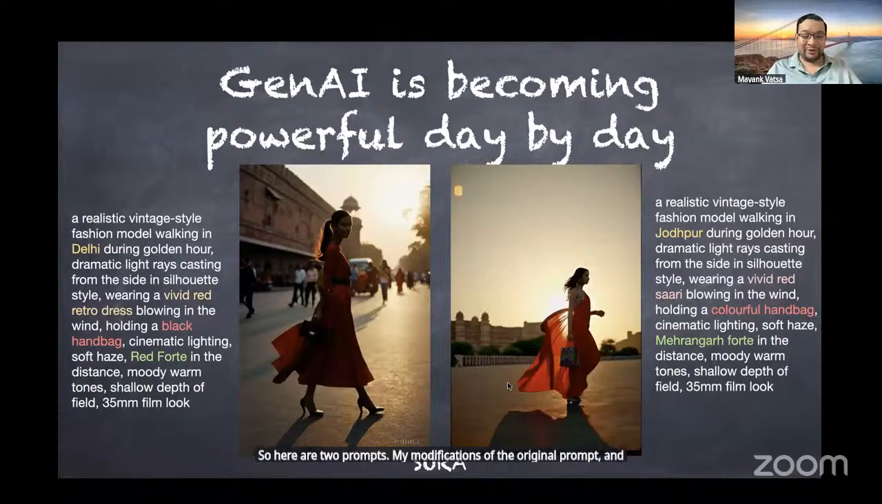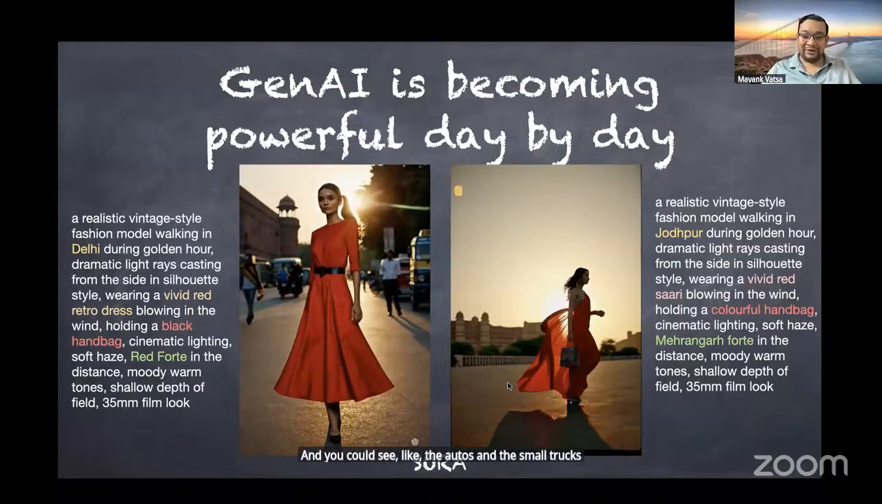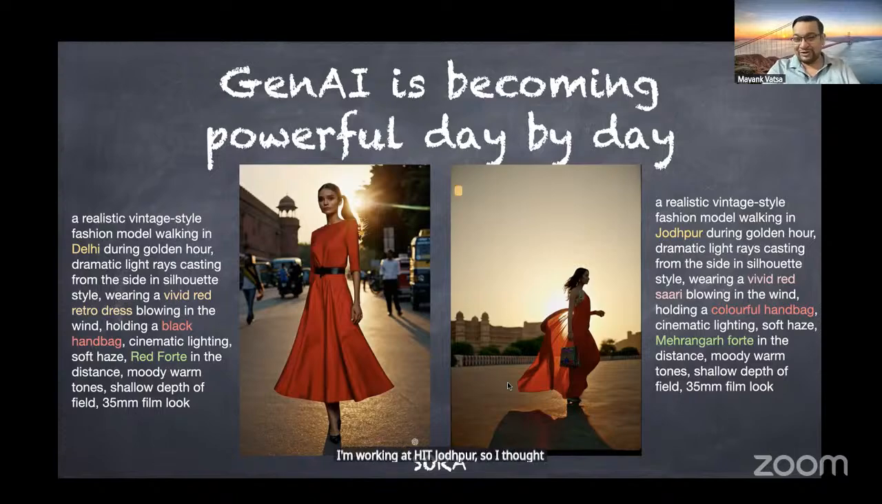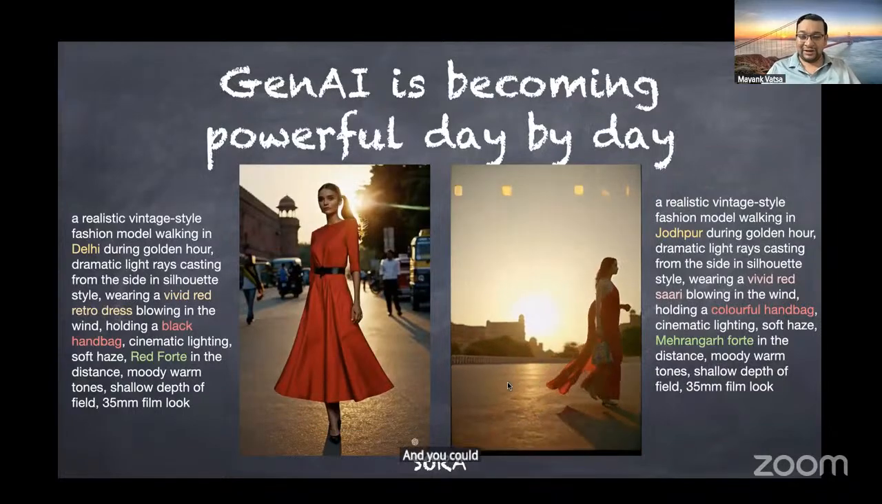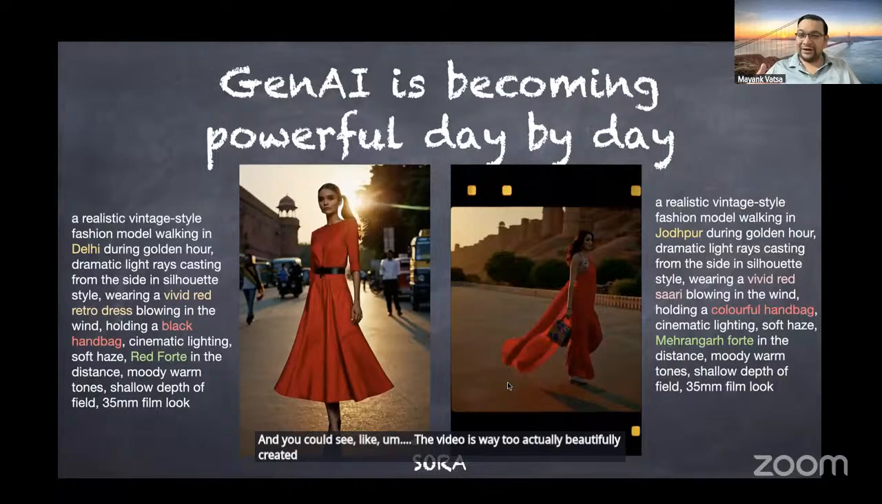This is the first prompt, putting in Red Fort, Delhi, a black handbag, and a retro dress in the Indian context. And you could see the autos and the small trucks and the people behind the scene, they all look like an Indian scenario. And the second example I created with respect to Jodhpur, because I'm working at IIT Jodhpur, so I thought let me put in a local context. And this time, in place of a retro dress, I changed it to a red sari. And you could see the video is beautifully created with the Mehrangarh Fort in the background.